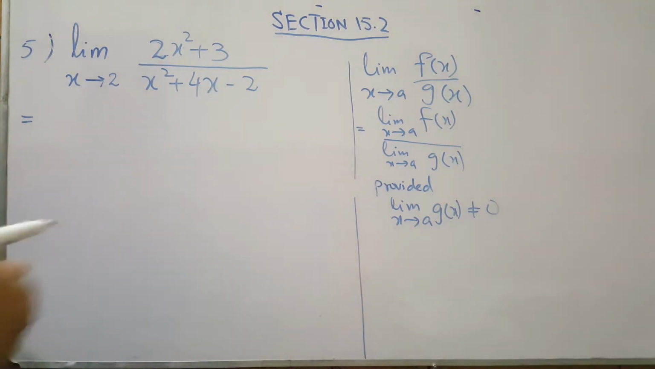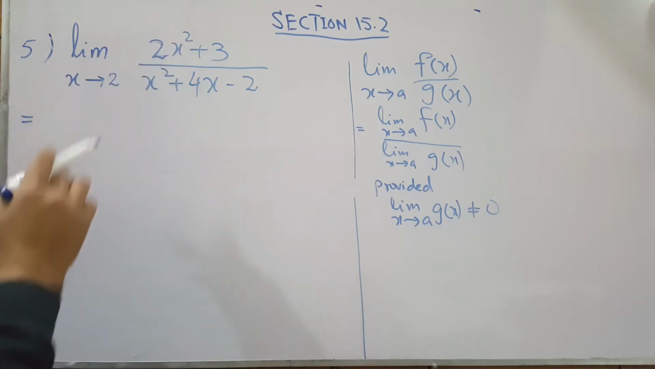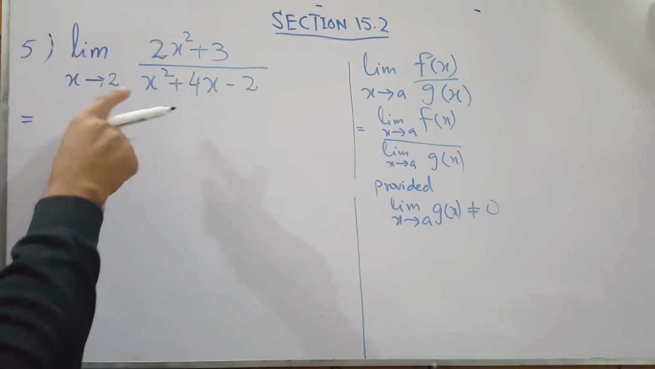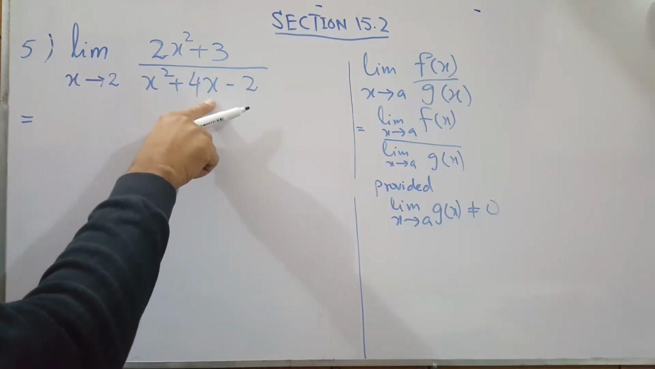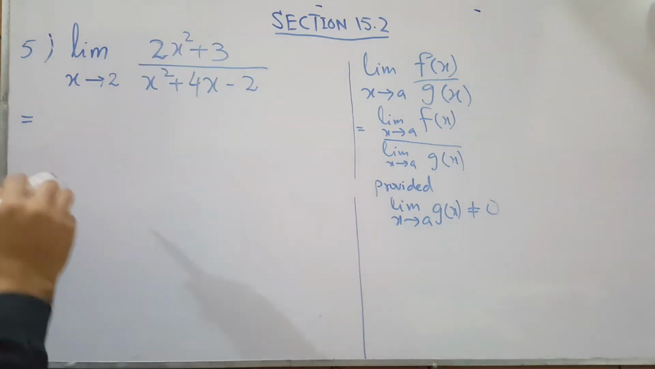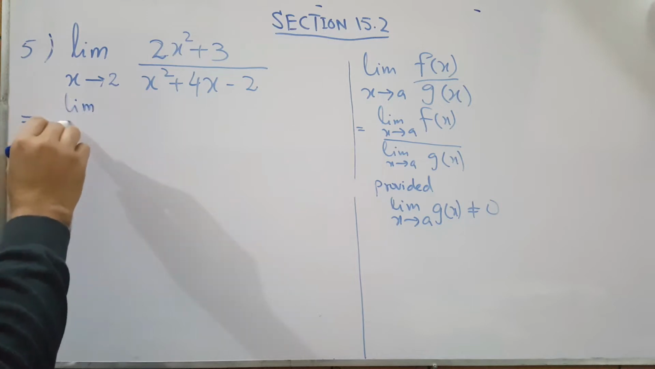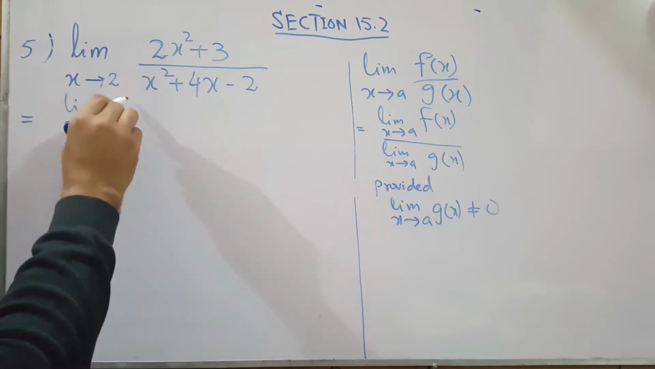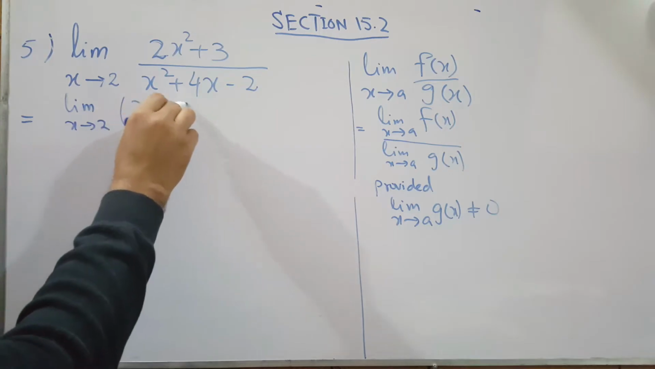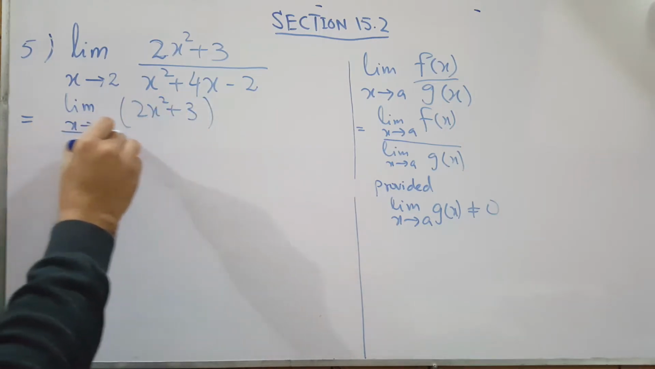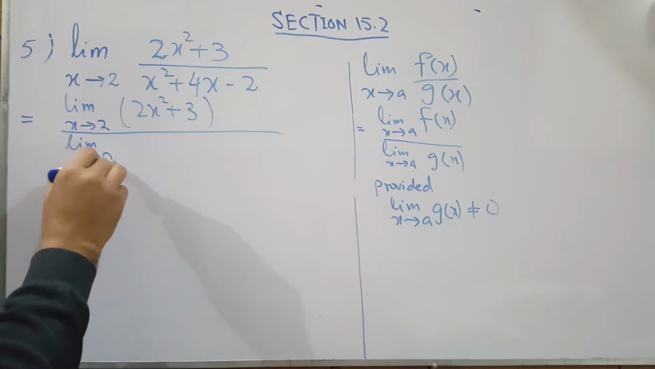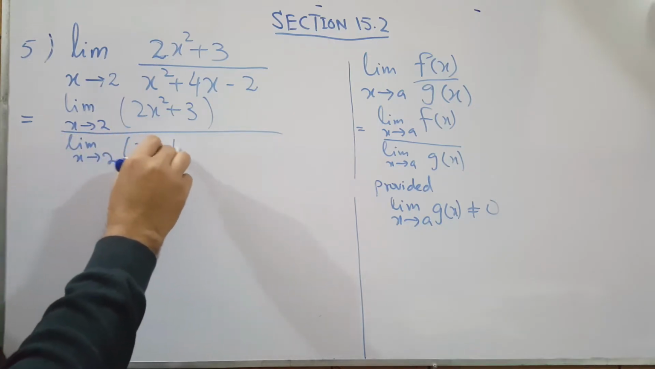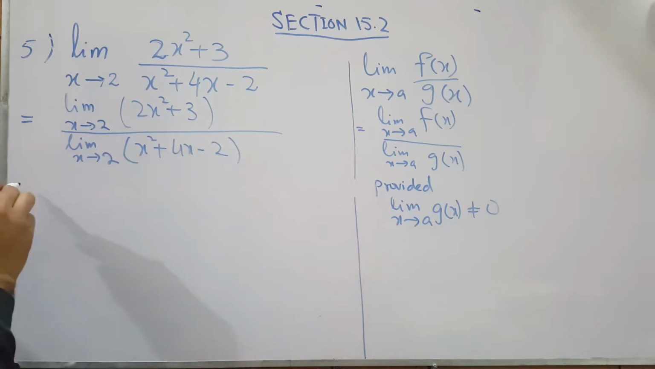Now this is a different question. So again, in this one, we can see if you apply 2 over here, 2 squared is 4, 2 times 4 is 8, so it doesn't give you 0, so you can apply the limit on the numerator, which is 2x squared plus 3, and the denominator, which is x squared plus 4x minus 2.